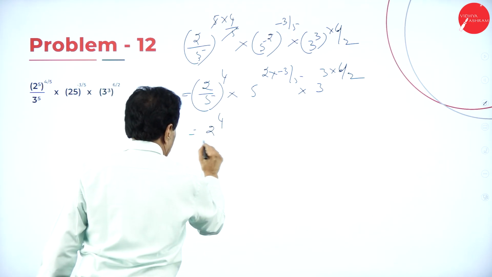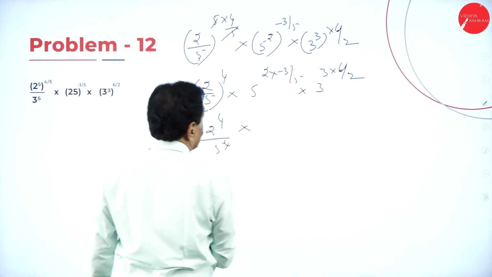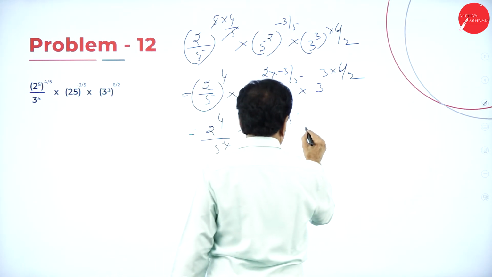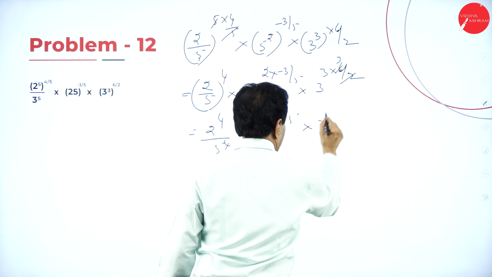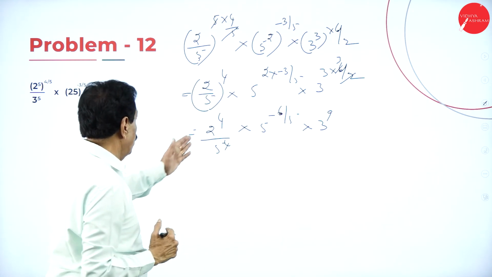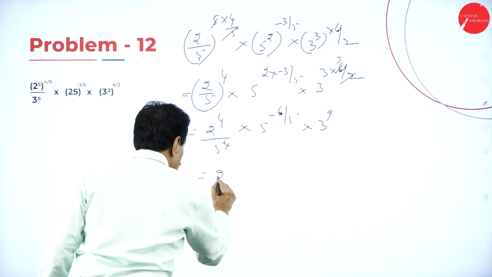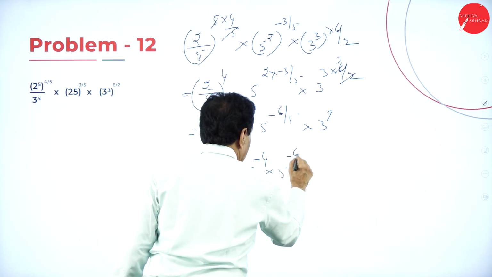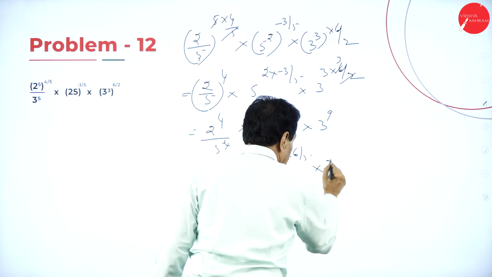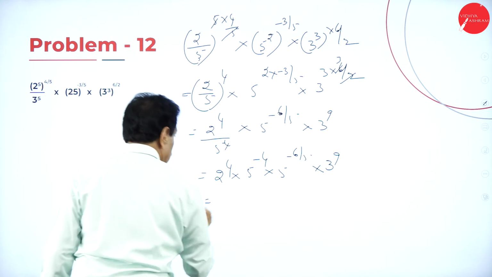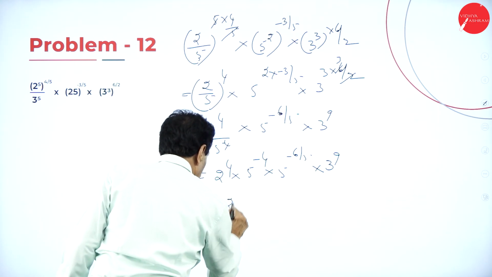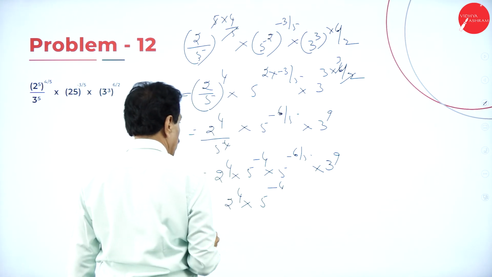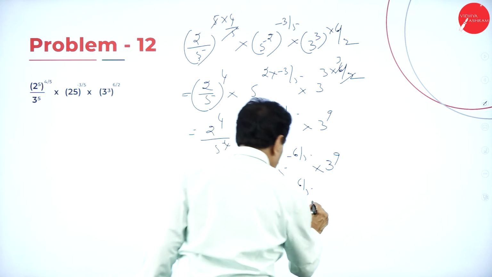This is 2 to the power of 4 divided by 5 to the power of 4 into 5 to the power of minus 6 by 5, into 3 to the power of 9. 2 to the power of 4, 5 to the power of 4. Take this: 2 to the power of 4, 5 to the power of minus 4, 5 to the power of minus 6 by 5 into 3 to the power of 9. This is 2 to the power of 4. This is 5 to the power of minus 9 minus 6 by 5 into 3 to the power of 9.